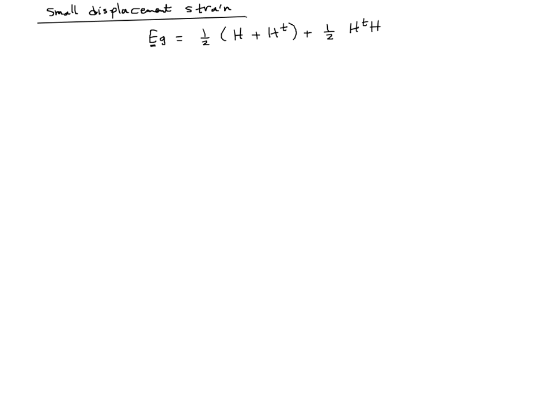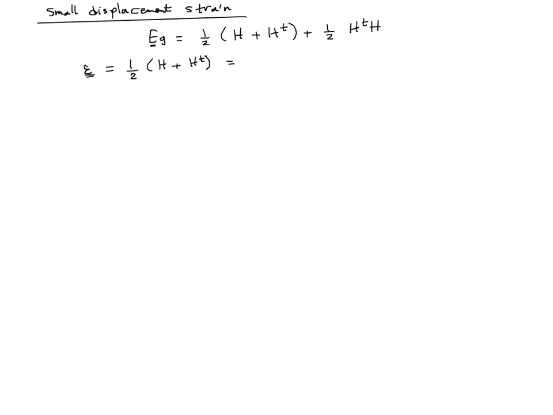And simply we say if H is small, which is the displacement gradient, and this is what small displacement means, then we can neglect the quadratic terms with respect to the linear terms. And we end up with what we call the small strain tensor epsilon, which is really nothing other than the symmetric part of the displacement gradient, H plus H transpose over 2.